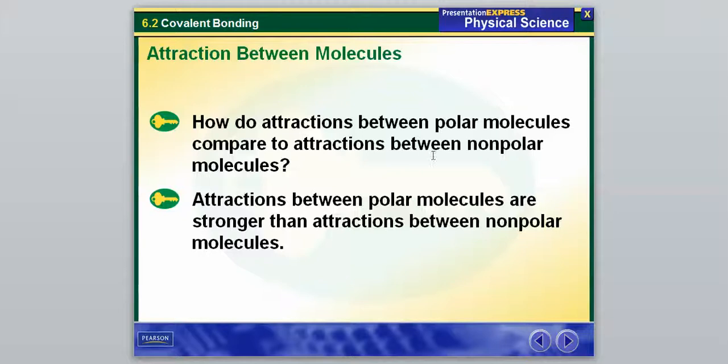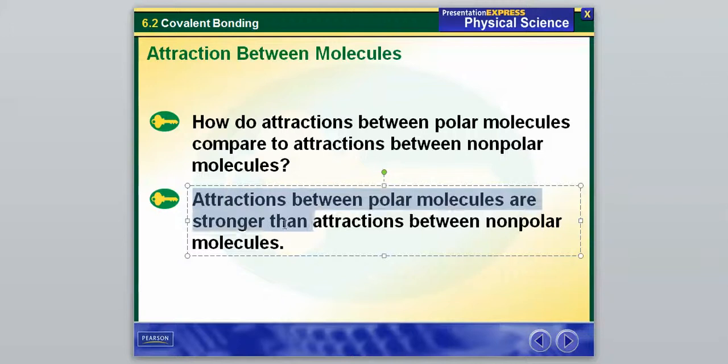So I'd definitely write this down. This is going to be on your quiz. Attractions between polar molecules are stronger than attractions between nonpolar molecules. So again, if you have a partial negative or partial positive charge, hopefully that makes a little bit of sense as to why you might have stronger forces of attraction.